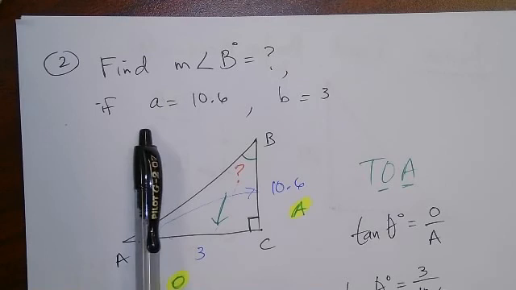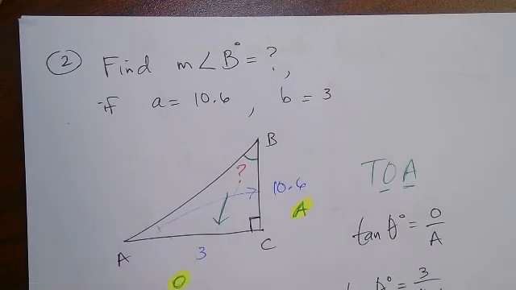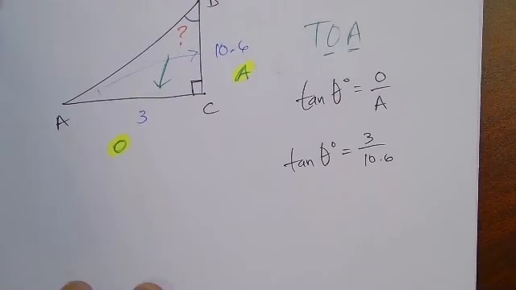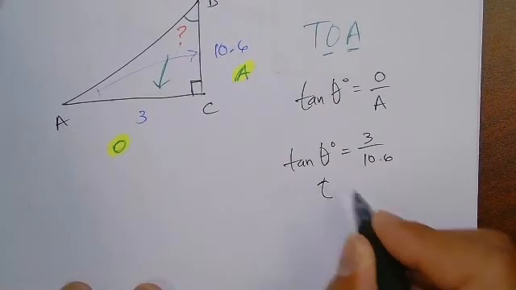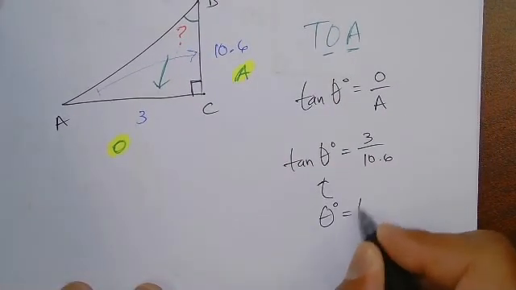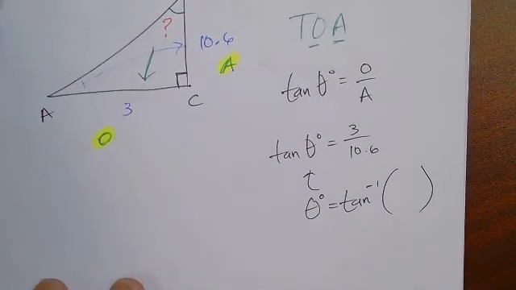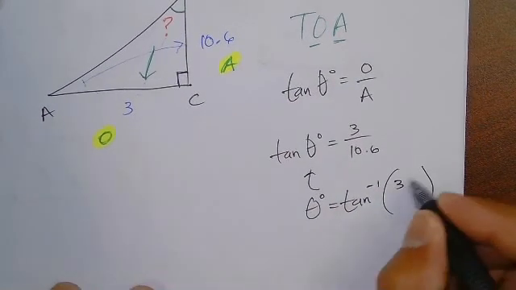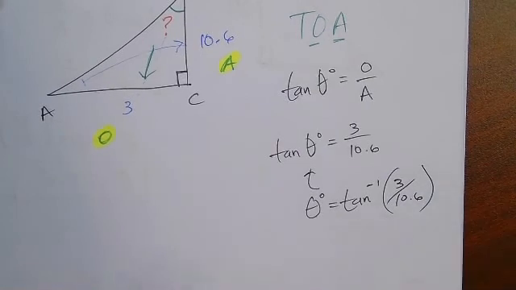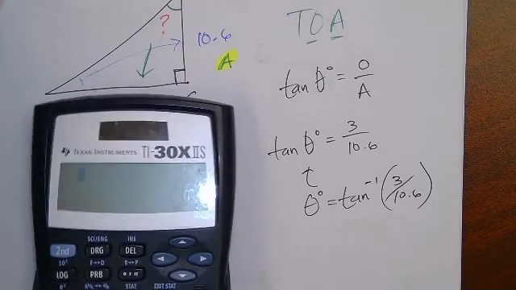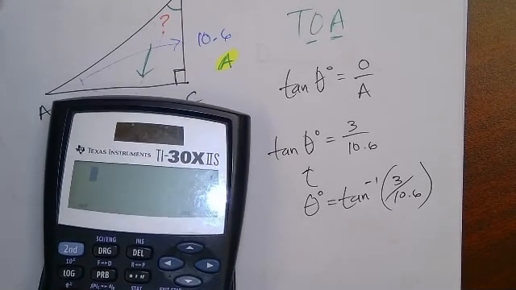What makes this problem, not more difficult, but something that students might want to not look at, is because it's just not drawn for you. You can draw it, and then you figure it out. It's an easy problem. So if it's tangent, then I got to use the inverse to get the angle. The inverse function of tangent of 3 divided by 10.6. Then you'll get the angle.